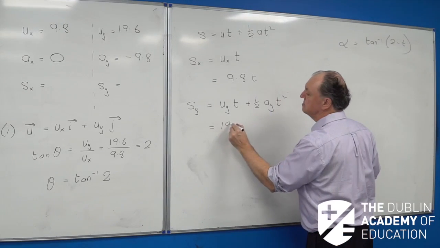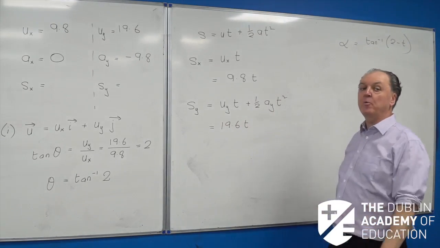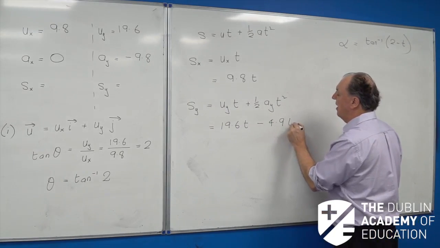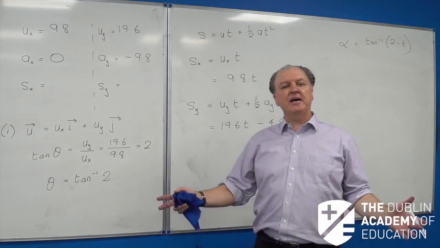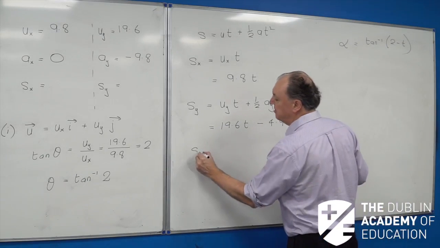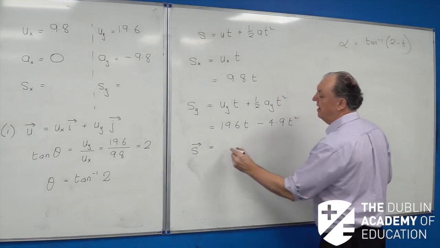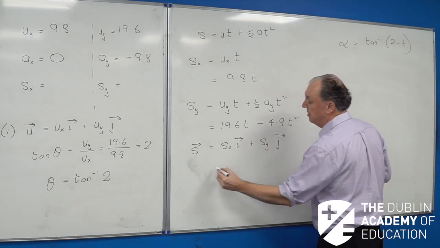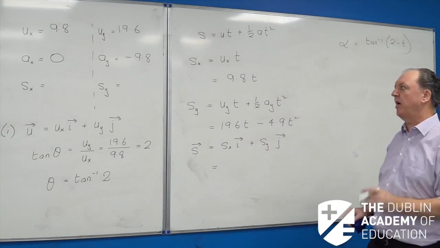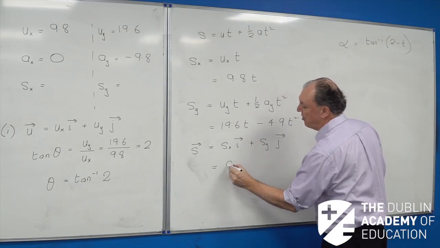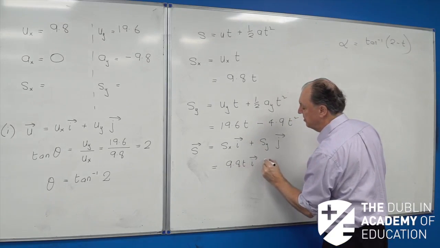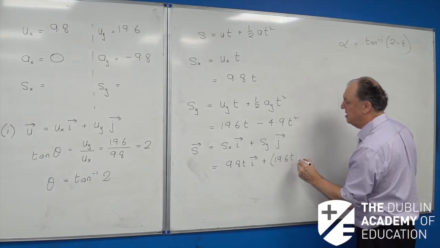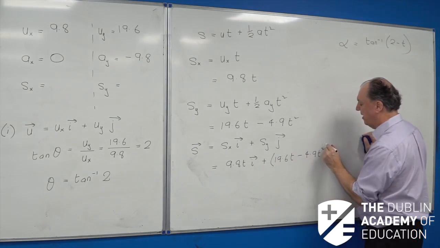19.6 t plus a half ay. You know what a half ay is? It's minus 4.9 t squared. So now I'm going to write that down in i and j form. So you can write down s is equal to Sx i vectors plus Sy j vectors. And now replace Sx and Sy by their values. Sx is 9.8t i vectors, plus Sy, better wrap that in brackets, 19.6 t minus 4.9 t squared j vectors.